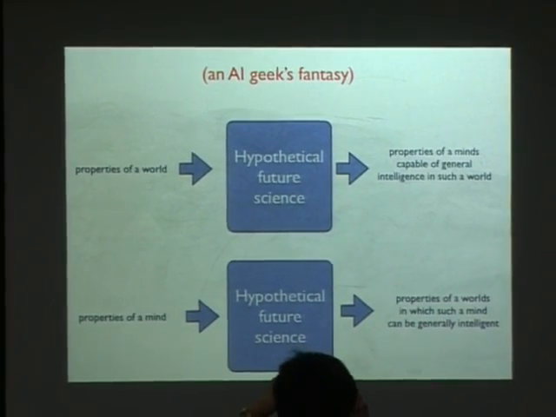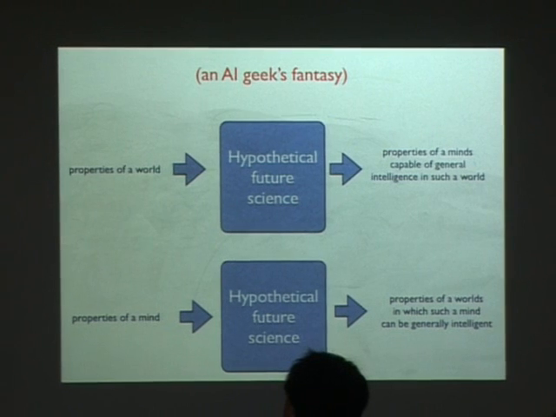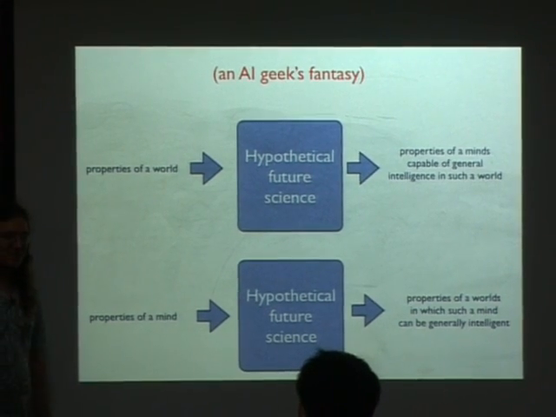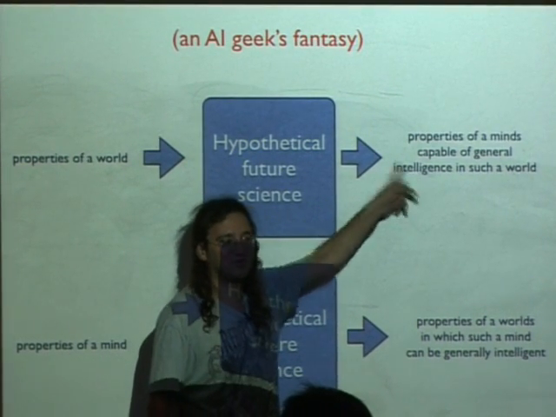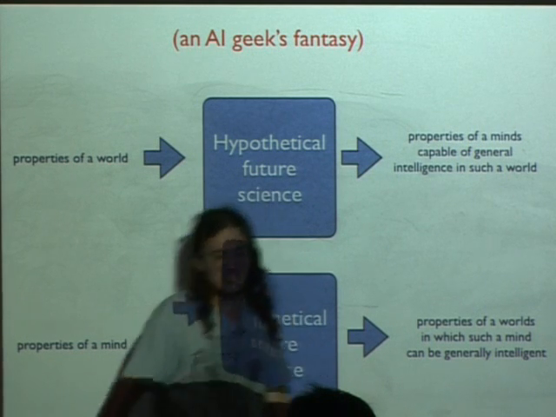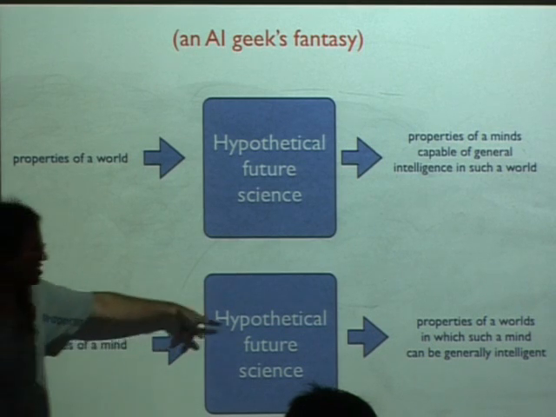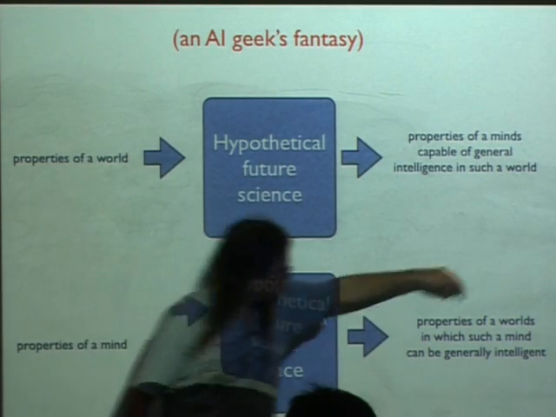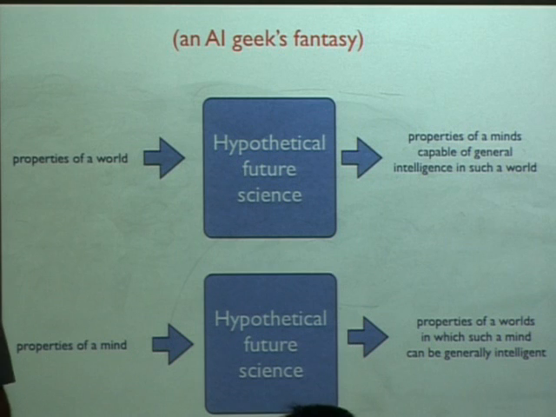So this is my fantasy for a science of AGI, which is nowhere near remotely achieved yet. You have the properties of some world, you feed that into this future science, and it will tell you what kinds of minds are capable of general intelligence in that world. On the other hand, you can give the properties of a mind, feed it to the science, and it'll tell you what properties of a world would guarantee that that mind was intelligent in the world. I think that kind of theory should be achievable, but we certainly don't have it yet.